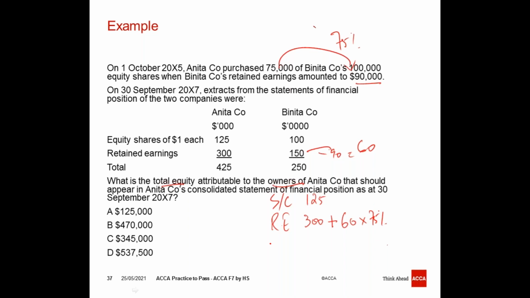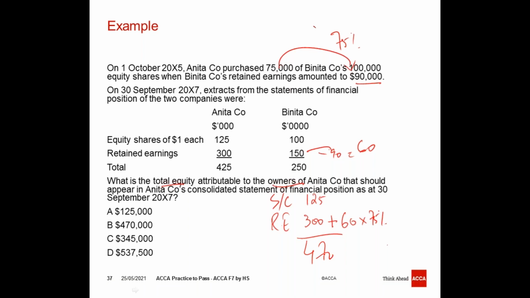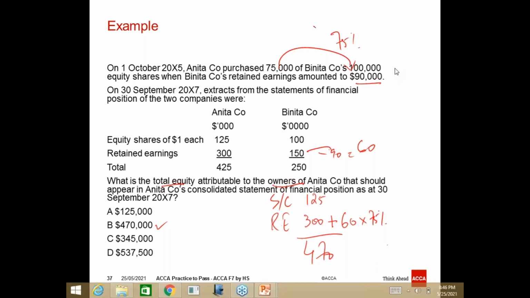And that's it. So the final answer should be B, 470. Wonderful. Yes. There are 2 years after the acquisition.